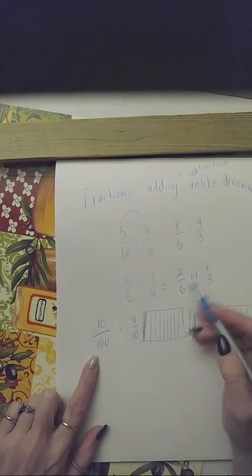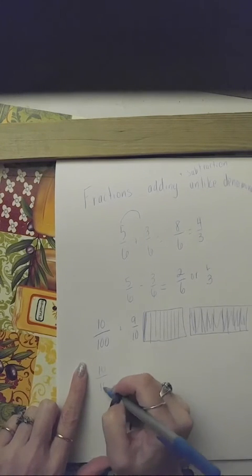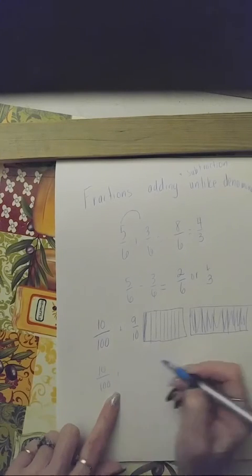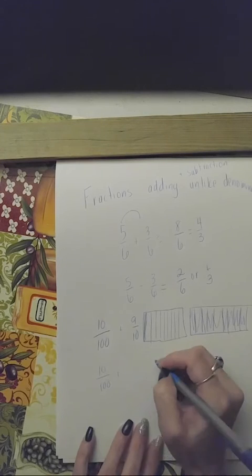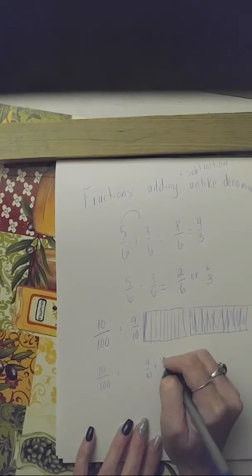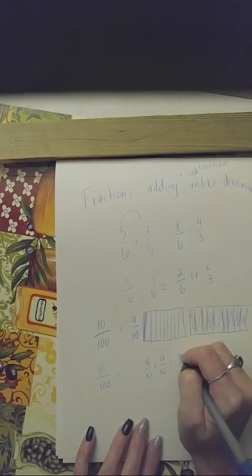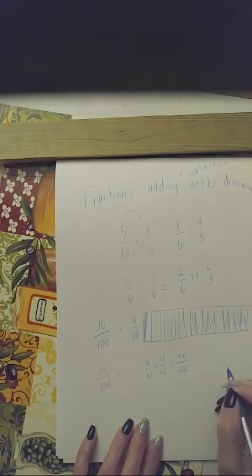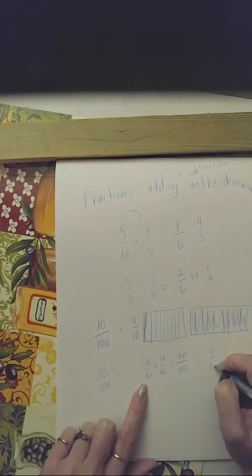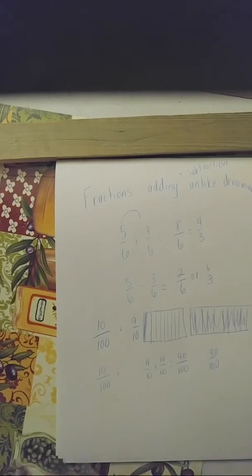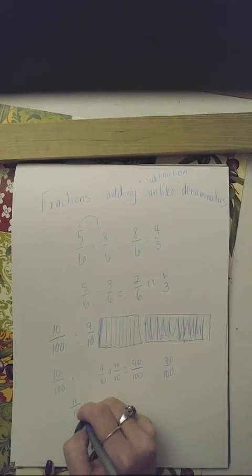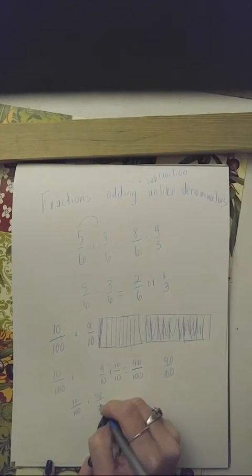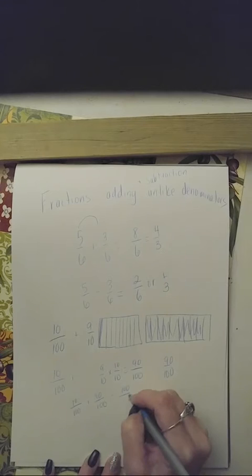So here with this particular problem, we could leave 10 100ths, and we could turn this into hundredths by taking 9 tenths times 10 over 10, which equals 90 100ths. This is the same thing as saying 9 tenths and adding a 0 to the top and the bottom. If I do it to the top and the bottom, it's still equivalent. And so now I have 10 100ths plus 90 100ths, which equals 100 100ths.